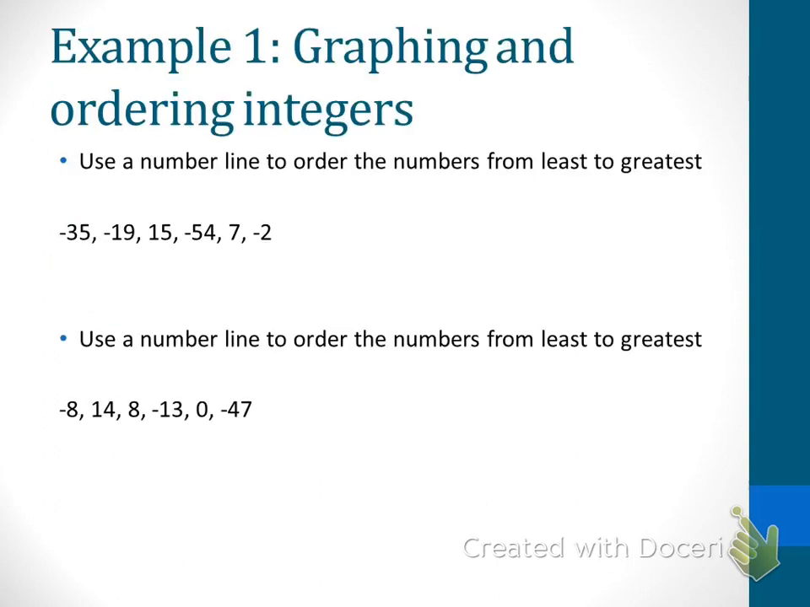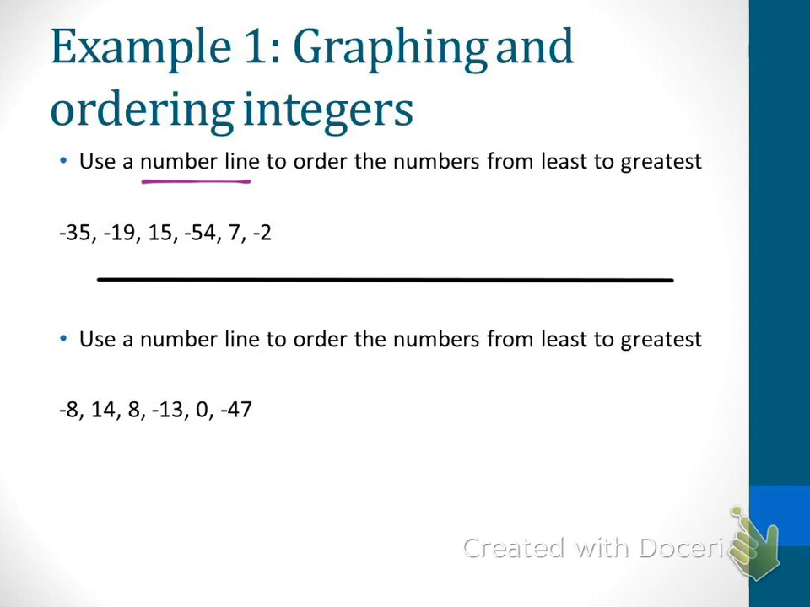All right, so let's look at example 1, graphing and ordering integers. It says use a number line to order the numbers from least to greatest. So I've got -35, -19, 15, -54, 7, and -2. So go ahead and you're just going to draw a number line, a horizontal line. You can trace one of those blue lines on your paper to make it straight. And then, okay, so now I need to look at the range of my numbers.